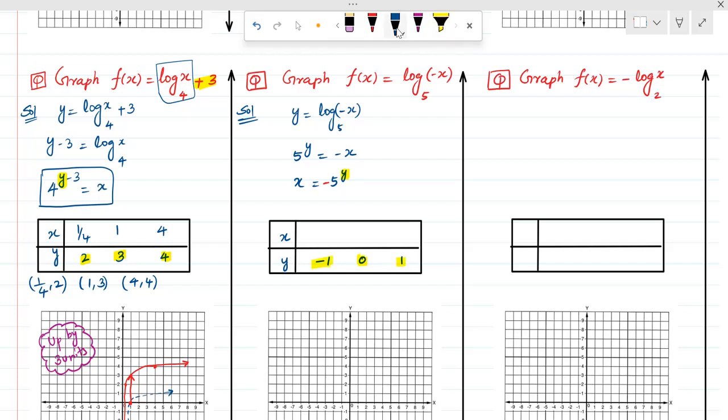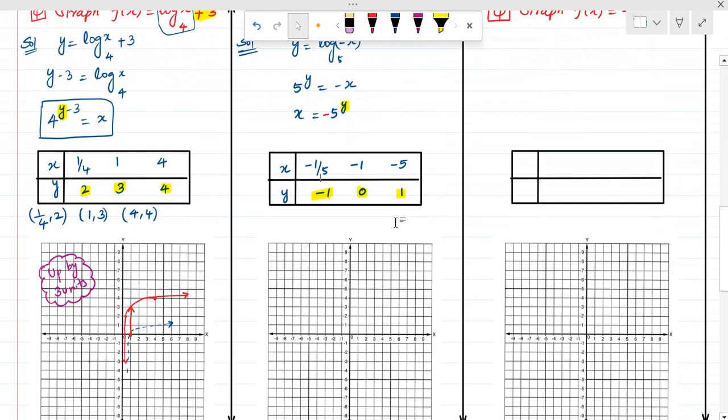Any power 0 is 1, so minus 1. When I substitute the value here, x is minus 5 to the power minus 1, and then here you will have minus 1 over 5. Now plot the points on the graph. So the points are minus 1 over 5 comma minus 1, then minus 1 comma 0, then minus 5 comma 1. I plot the points on the graph.